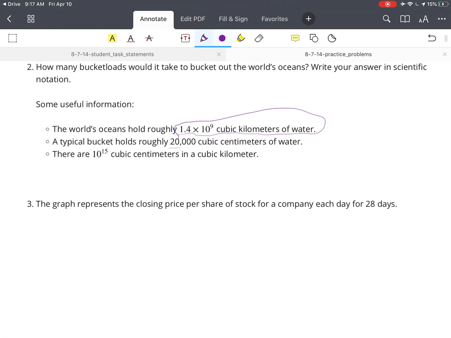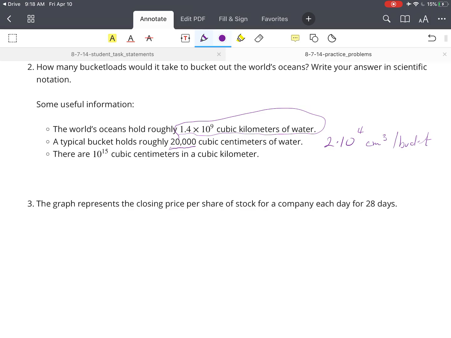There are 10 to the 15th cubic centimeters in a cubic kilometer. So let's figure out how many buckets you would need per cubic kilometer, okay? So let's write this as a power of 10. That's going to be 2 times 10 to the 4th, right? Because there's 4 zeros. So that's how many cubic centimeters there are per bucket.